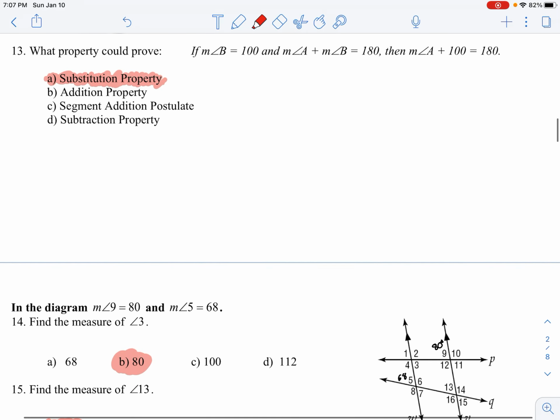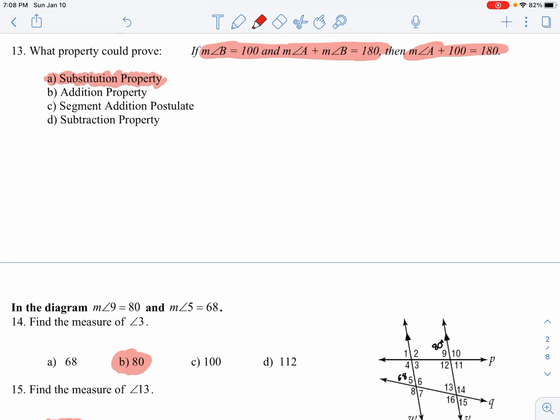Number 13, what property would prove this? So measure of B is 100, and A plus B is 180, so that means if we substitute, we're substituting that 100 in for B, then we're going to end up getting measure of angle A plus 100 equals 180. So that's the substitution property for that one.